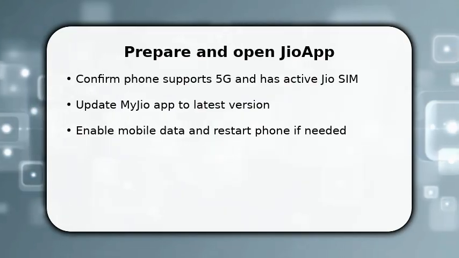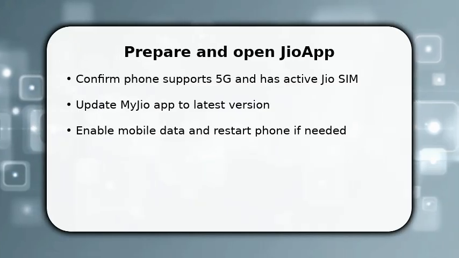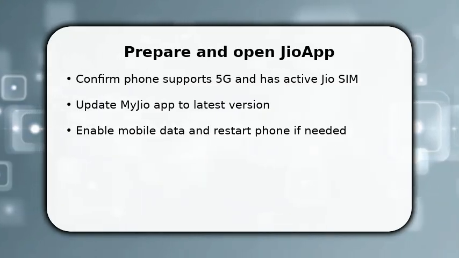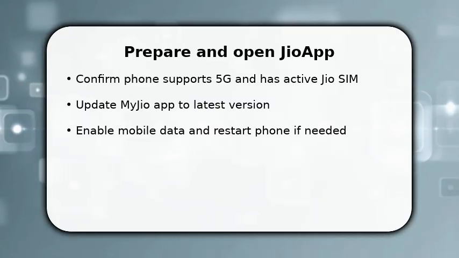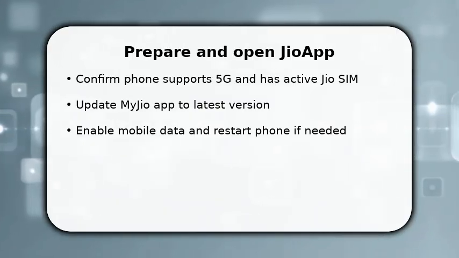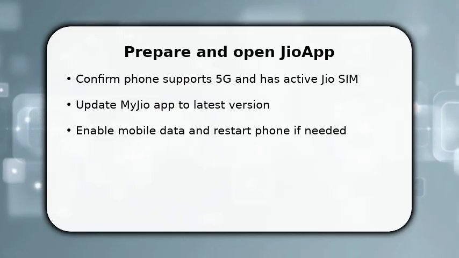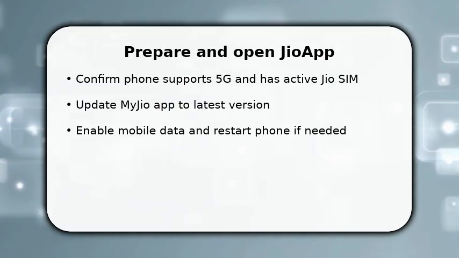You start by confirming your phone and SIM support 5G. This matters because the option appears only on capable devices. Once done, open the My Jio app and sign in with your Jio number. Make sure mobile data is on and the app is updated.